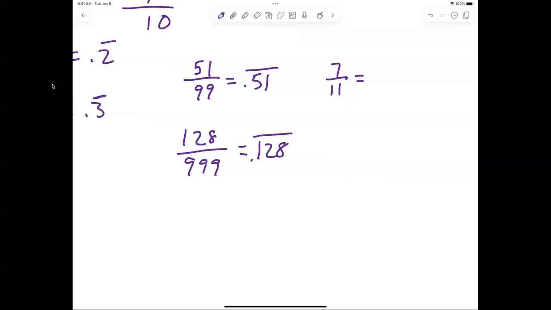Seven repeated. I don't know. How did I know that was 0.63 repeating? How did I know that? Nope. How do I know that? Come on, someone. Look up there on the board. How did I know 7/11 is 0.63 repeated?